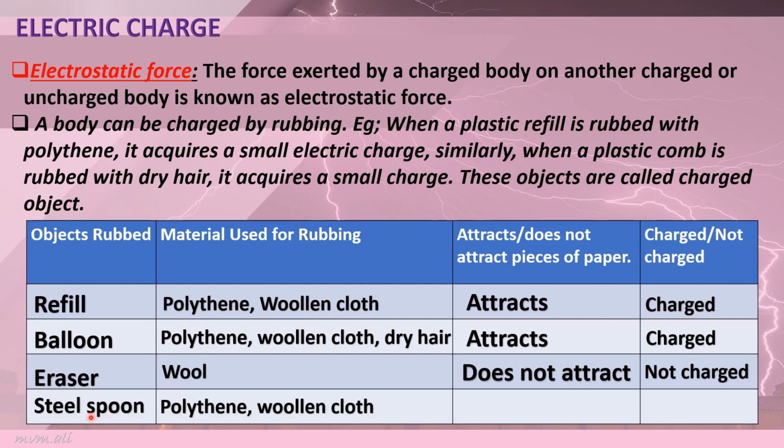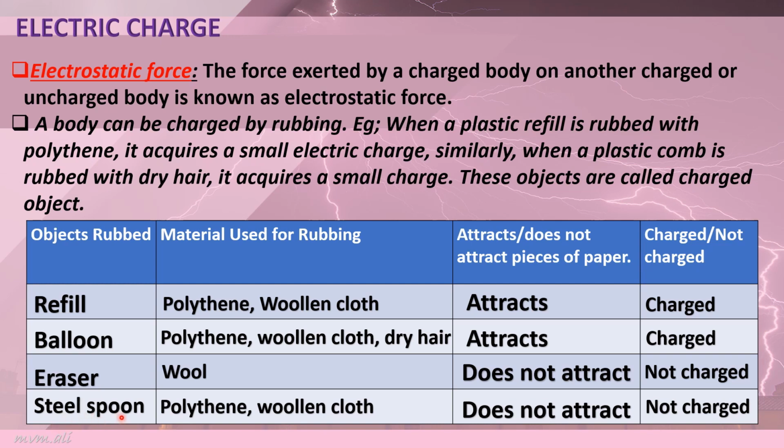Lastly, we are taking a steel spoon. It is a metallic object. Here also we are going to rub this steel spoon with the polythene or woolen cloth. In this case also we can observe that after rubbing, the piece of paper is not attracted towards the steel spoon. The reason is that the steel spoon does not get charged. Why is it not charged? Because the steel spoon is a metallic object, it is not easily charged by rubbing.